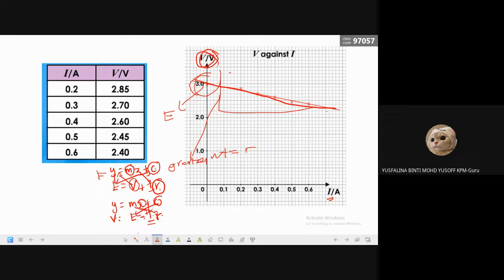So you need to compare, because this one can come out in Paper 3, the practical one. They give you y equals mx plus c. y is actually V, and your c is E, and your m is negative R. So this is your x, and this is the gradient.